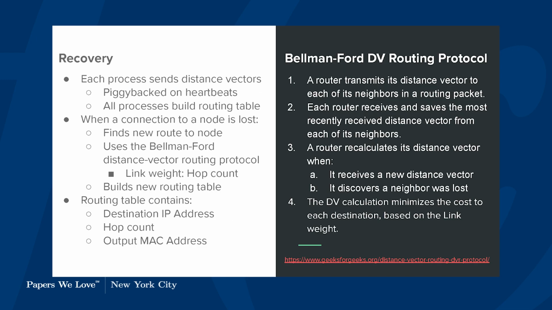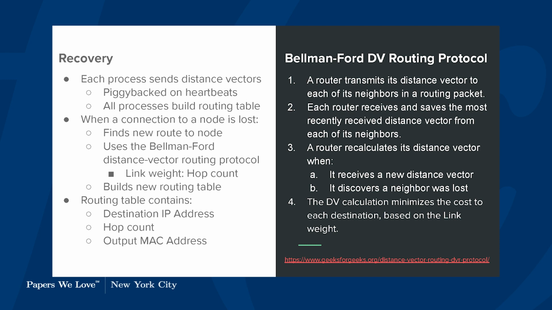Each process sends distance vectors to each other. These are piggybacked on the heartbeat messages that are already being sent out. Then all these processes can build routing tables for themselves based on the others to figure out who can see whom, and how far away everybody is from each other. When a connection to a node is lost, we find a new route to the node. This uses the Bellman-Ford distance vector routing protocol.